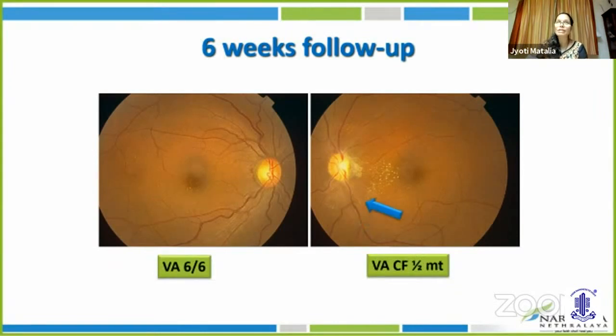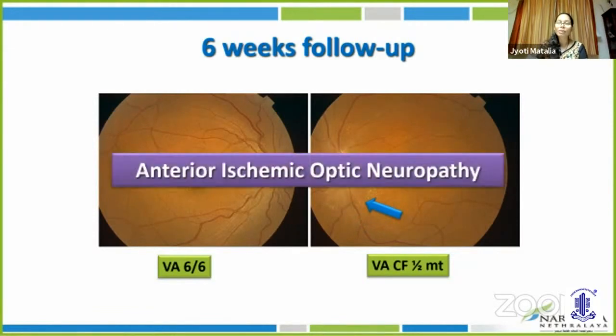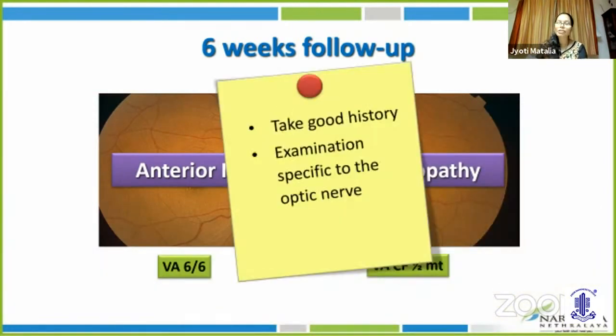And if you also notice, there is significant attenuation of the vessels, all pointing out that this is an anterior ischemic optic neuropathy and not neuroretinitis. So very important, your history and examination can reach the diagnosis. So take a good history and examine specific to the optic nerve.